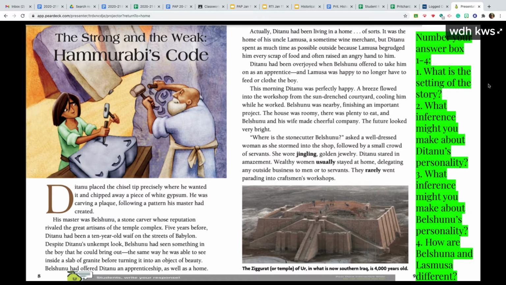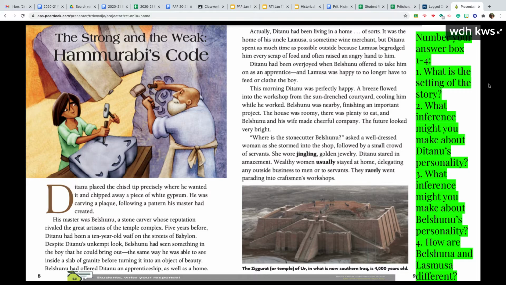Despite Dotanu's unkempt look, Belshunu had seen something in the boy that he could bring out, the same way he was able to see inside a slab of granite before turning it into an object of beauty. Belshunu had offered Dotanu an apprenticeship as well as a home. What is an apprenticeship? Basically you're working for free, but you are working with a professional to learn their trade. So an apprenticeship and a home, a job and a home.